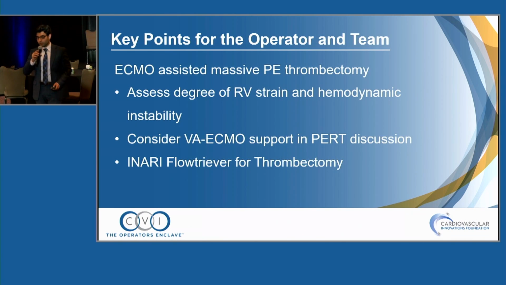So some key learning points from this case are that as endovascular options for PE become more common, the question comes up that when people are unstable, but not quite as unstable to require systemic thrombolysis, how can we support them? And VA ECMO should be considered in the discussion. And that's all I have.